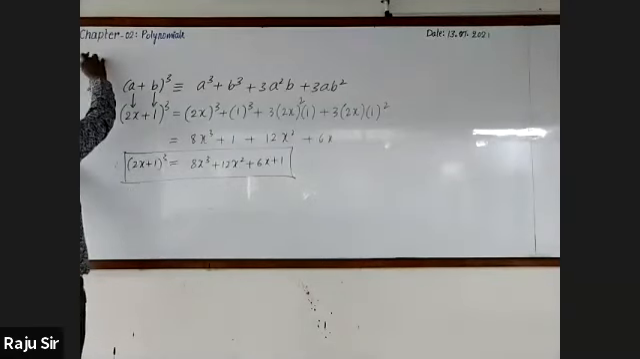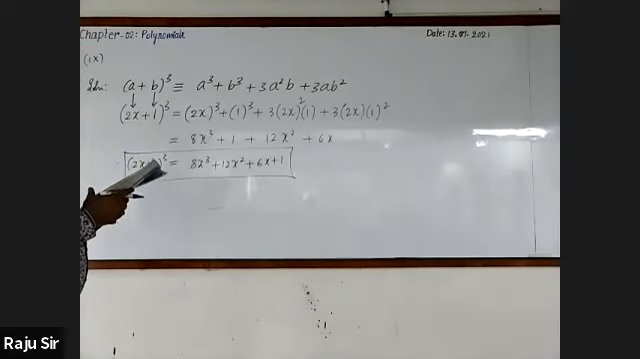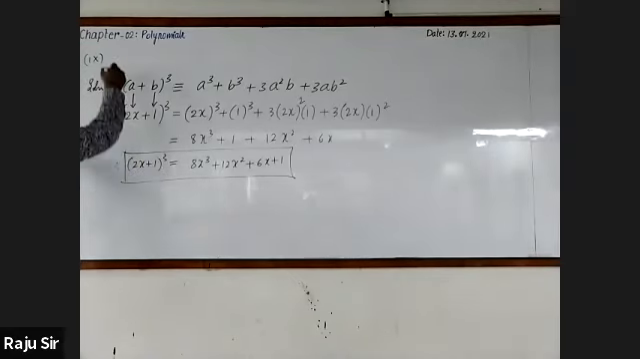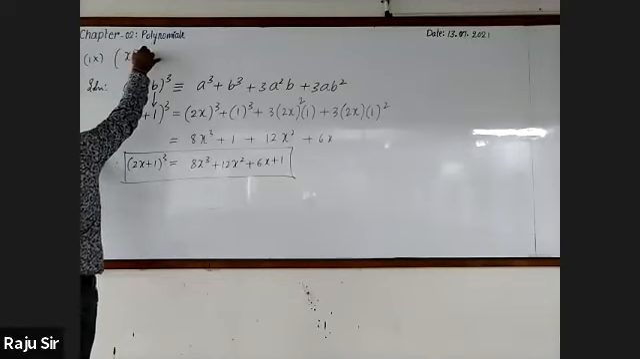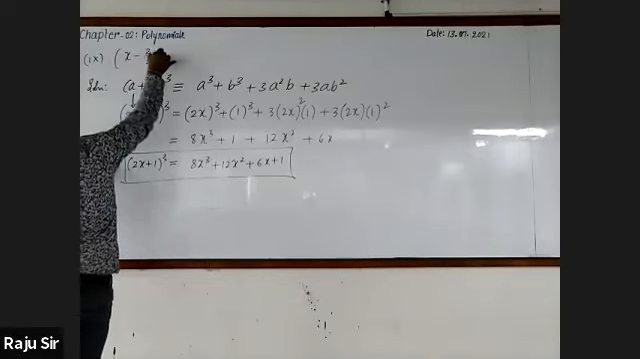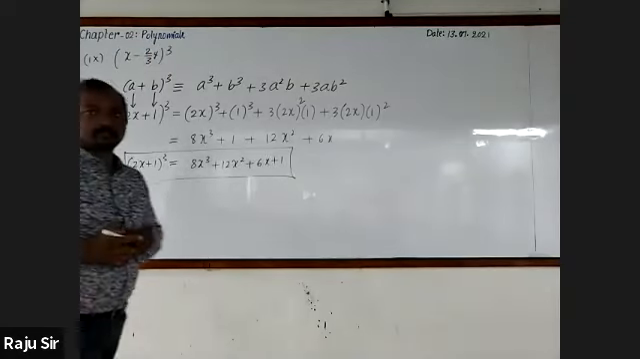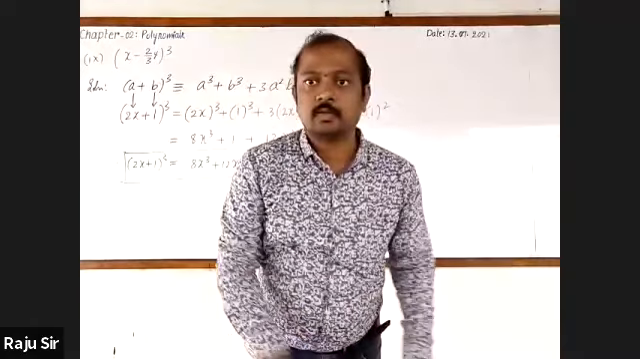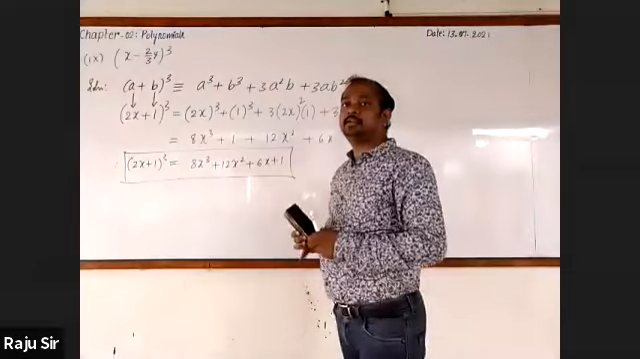Ninth one. This is x minus 2 by 3 into y whole cube. Ruthusri, could you tell it is in the form of which identity?